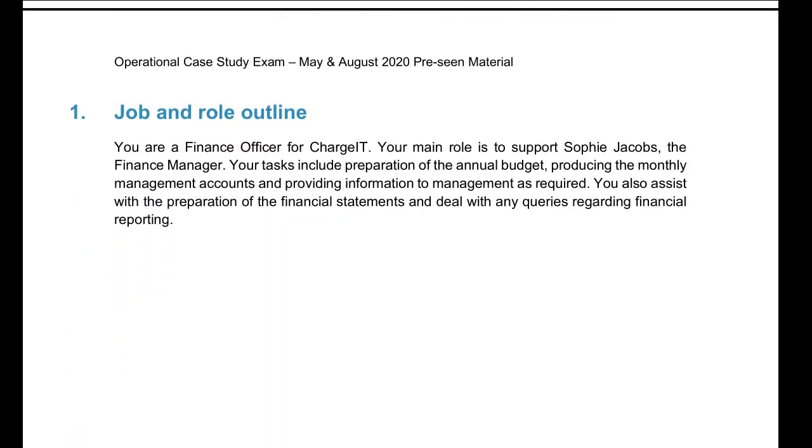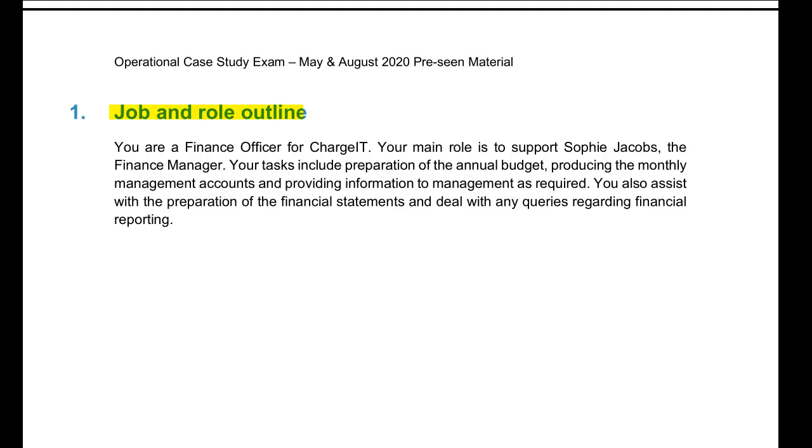Okay, so with that introduction out the way, let's scroll down to the first page of the pre-seen and have a look at the role, the job that you fulfil within ChargeIT as a business. The first thing straight away to say here is to reinforce the importance of this section of the pre-seen. Now, on the surface of things, the first time you viewed this pre-seen document, you might have had a quick glance over this section, as on the surface it seems quite small, quite inconsequential, a sort of introductory bit of blurb for you before you get into the meat of the pre-seen company itself.